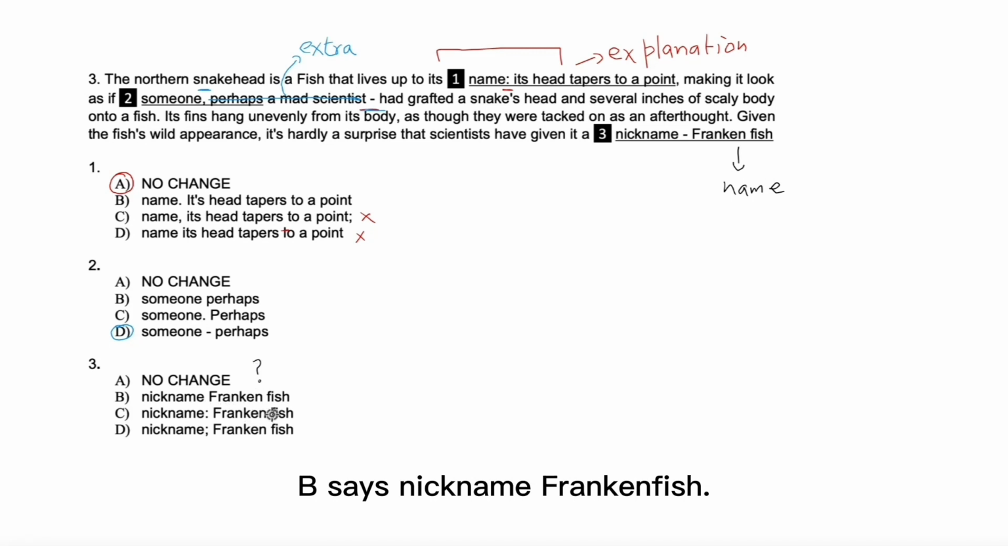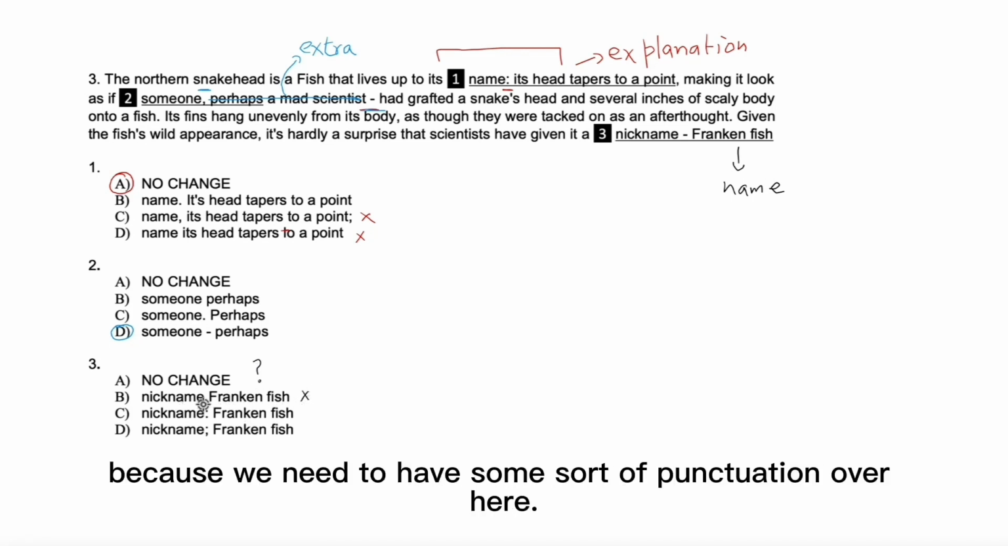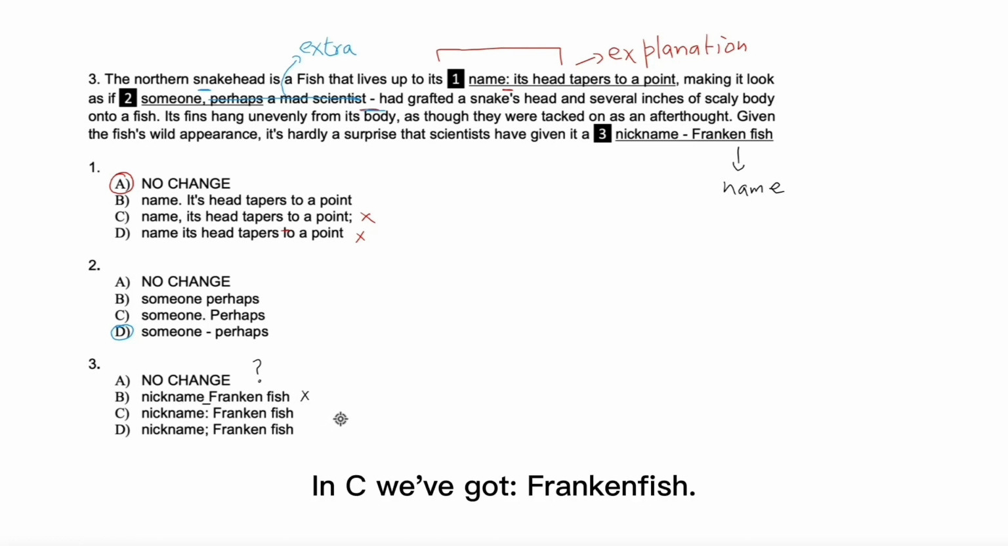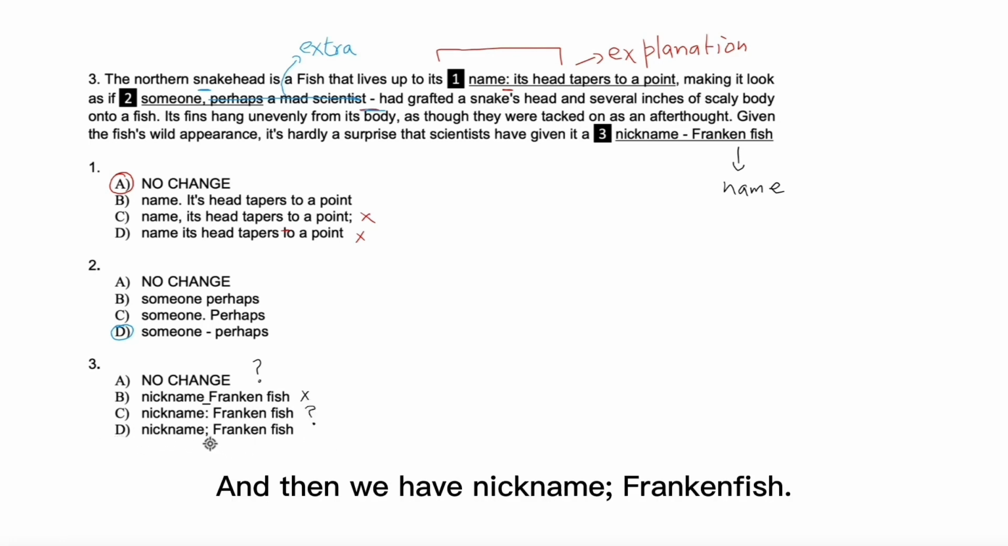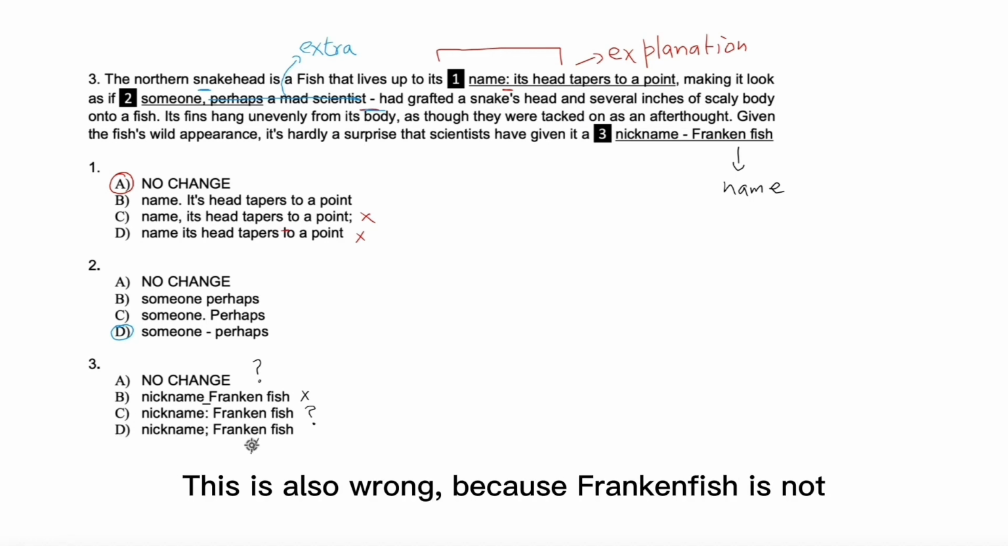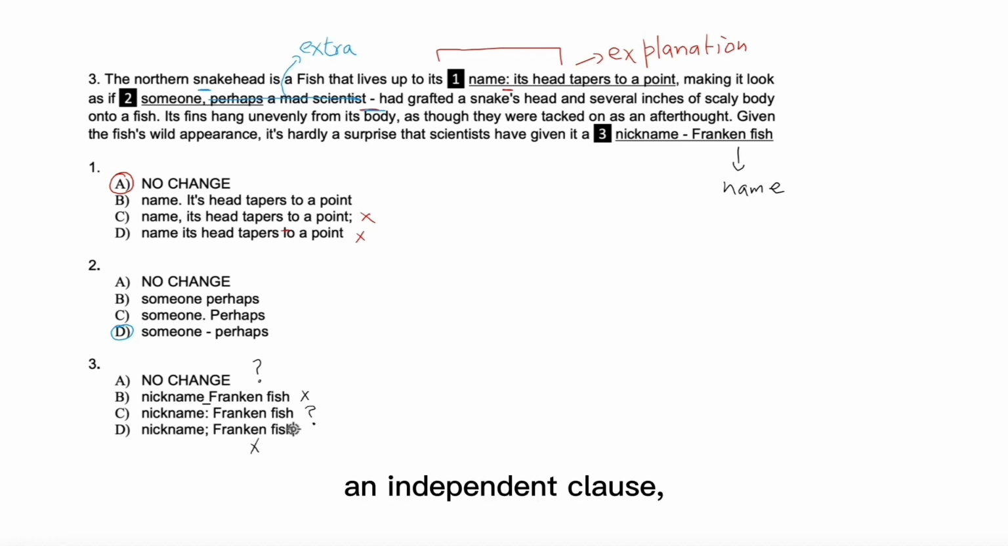B says nickname Frankenfish. This is definitely wrong because we need to have some sort of punctuation over here. In C, we have got colon Frankenfish. Okay, this is very interesting. Let's put a question mark here as well. And then we have nickname semicolon Frankenfish. This is also wrong because Frankenfish is not an independent clause, and semicolon is basically used to join two independent clauses. So you can easily eliminate option choice B and D.